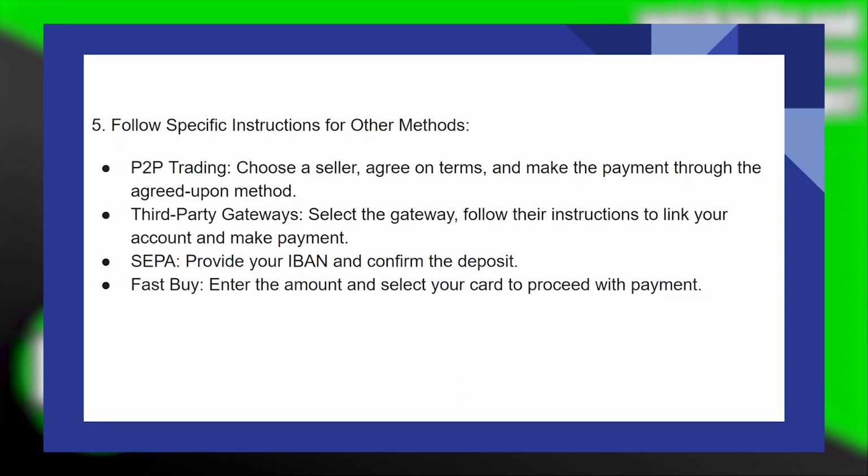P2P trading. Choose a seller, agree on terms, and make the payment through the agreed-upon method. Third-party gateways. Select the gateway, follow their instructions to link your account, and make payment. SEPA. Provide your IBAN and confirm the deposit. Fast buy. Enter the amount and select your card to proceed with payment.